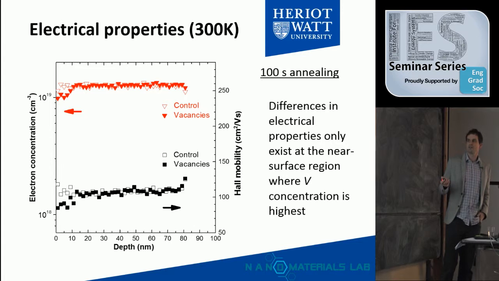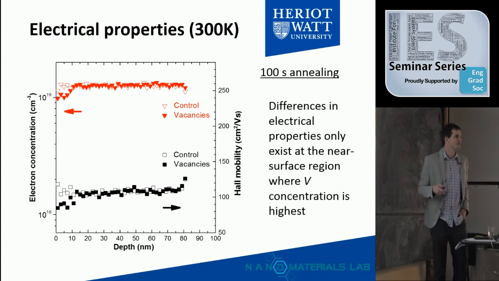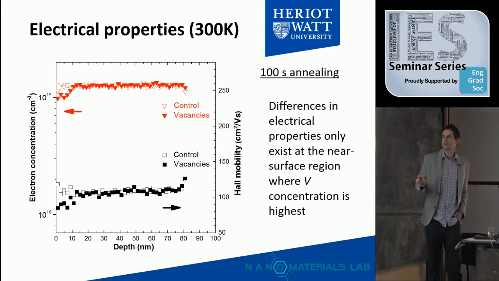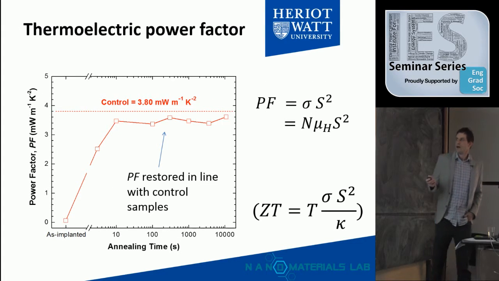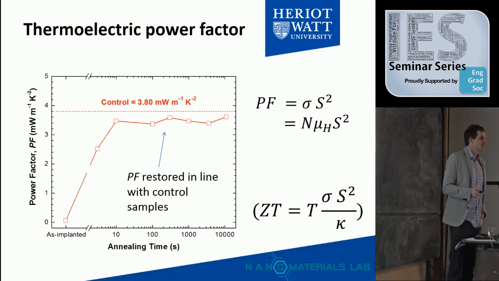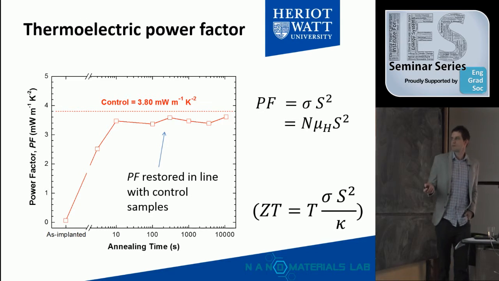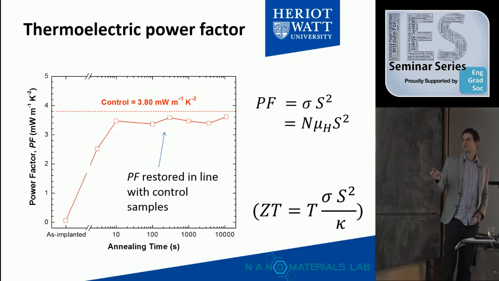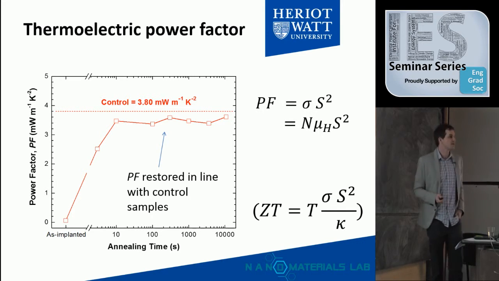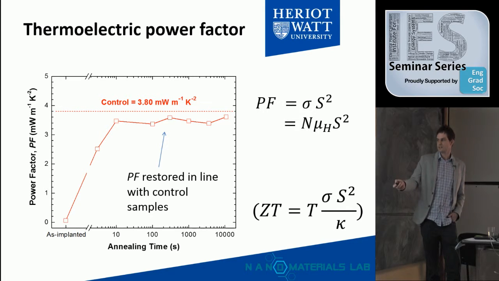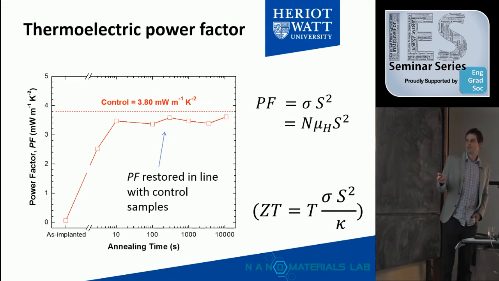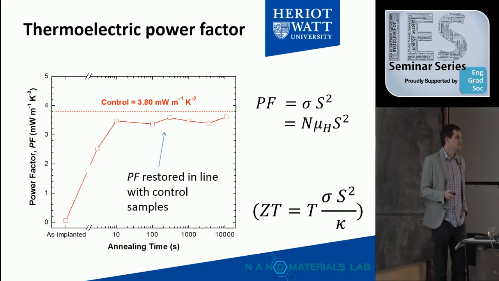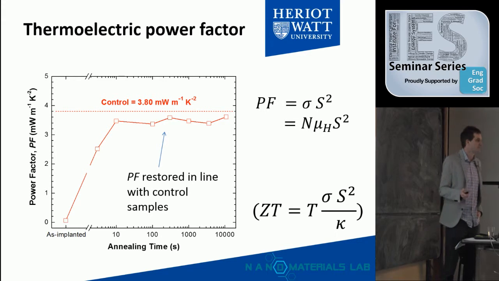The reason we don't quite get recovery is in this very near surface region where we have the most vacancies, we still see some degradation of electrical properties, in both mobility and carrier numbers. When we include our Seebeck coefficient, so looking at the thermoelectric power factor now, which is the product of the Seebeck coefficient squared and the conductivity, so it's this top part of the ZT. Bringing Seebeck in also, we see the same sort of thing, so we almost recover our electrical properties quite well after thermal annealing.